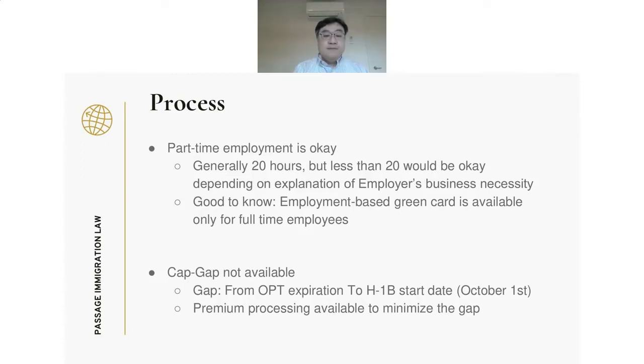But even if there's no cap gap benefit, premium processing is available for cap-exempt. Meaning, if you file under premium processing by paying $2,500 more as a filing fee, then USCIS will adjudicate within 3 weeks. So this is pretty fast, and you can plan ahead considering this premium. And next slide.